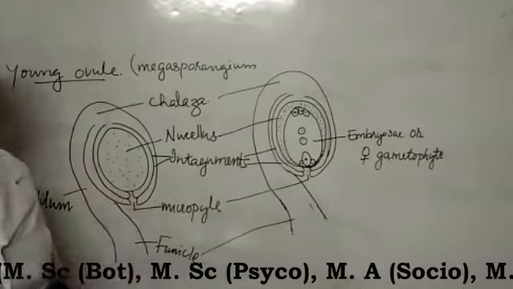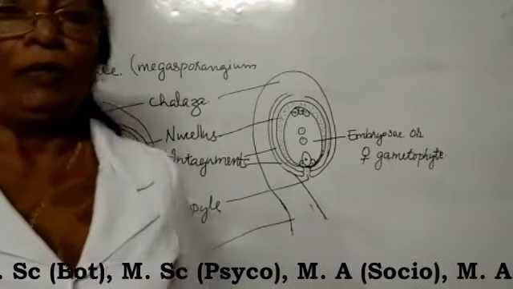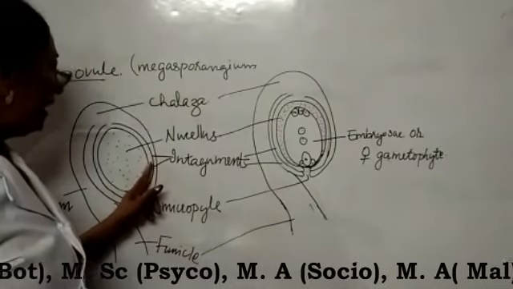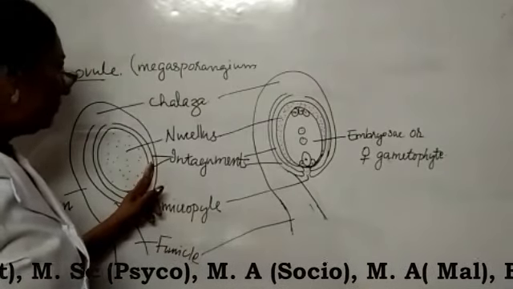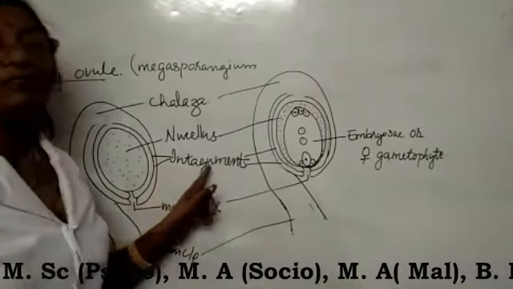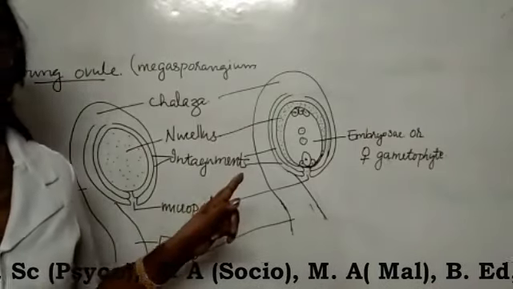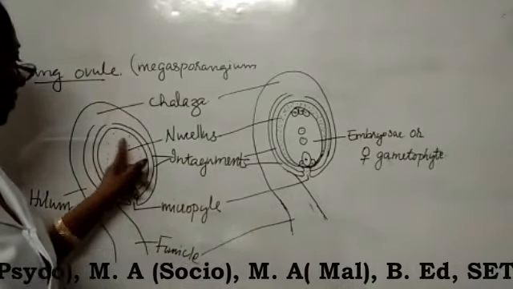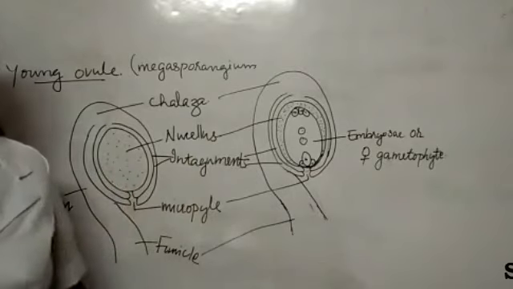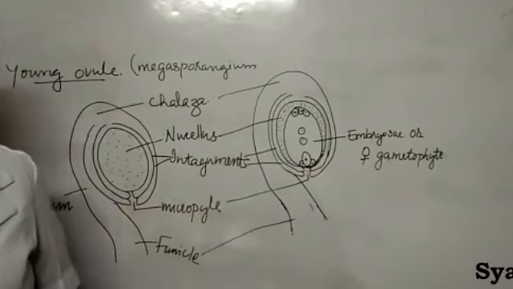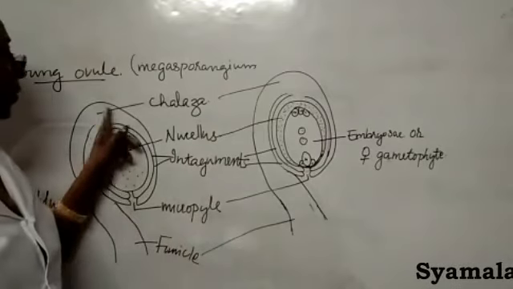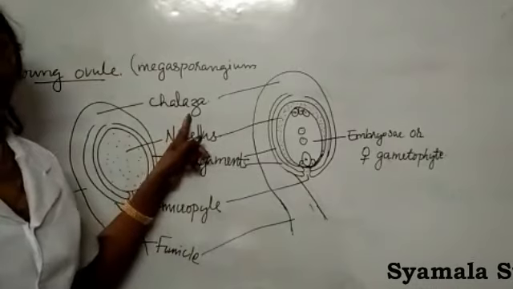And each ovule has two integuments, coverings. This is the outer covering and this is the inner covering. These two integuments later on develop into the seed coat. And within the ovule, we can see there is a homogeneous mass of tissue called nucellus. And the basal part of the ovule is called chalaza.